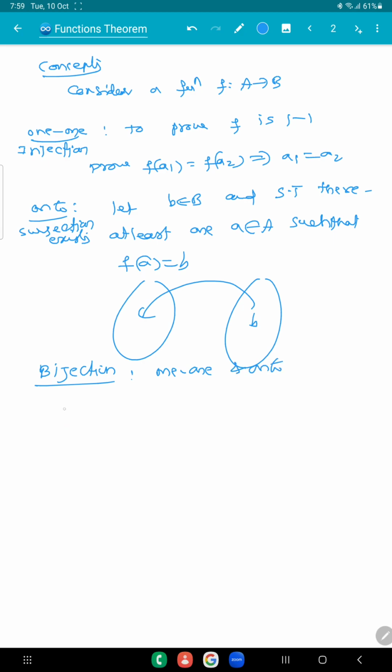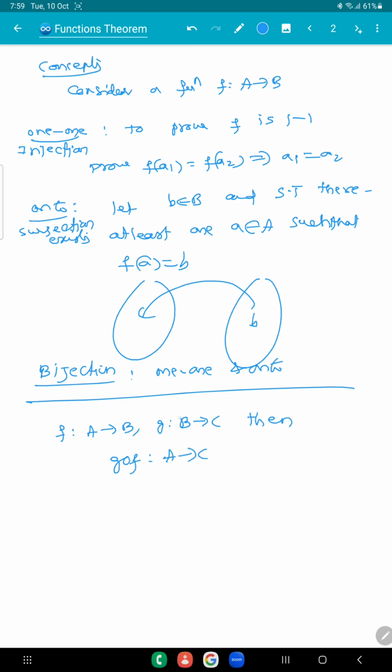So next one is that when it comes to the composite function, g circle f. Suppose f from A to B is a function, g from B to C is a function, then g circle f is from A to C. So f is A to B, this is B to C. This is f, this is g. g circle f is from A to C. That is another note. So next one, composite function is important.